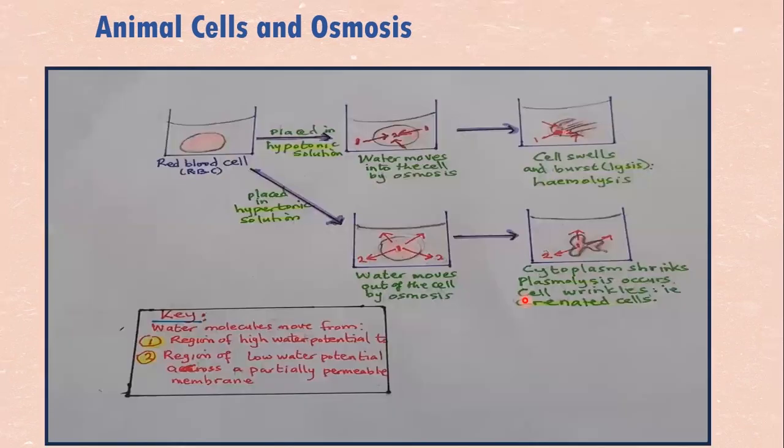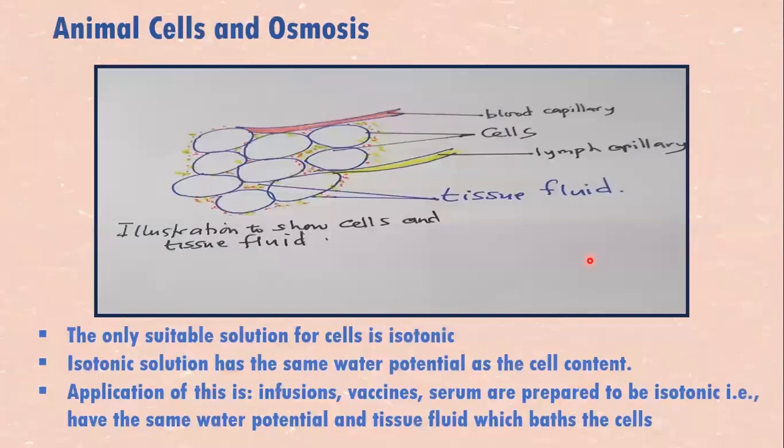Well, so we consider that animal cells in a hypotonic solution will burst. Animal cells in a hypertonic solution will become crenated and die in both cases. So animal cells are suitable to be in only isotonic solution. And you know, isotonic solution is a solution that will have the same water potential as the contents of the cell, as also the tissue fluid.